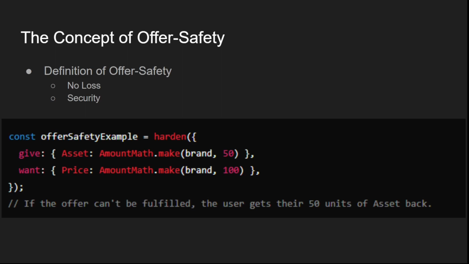Offer safety is a fundamental principle in Agoric smart contract framework that ensures fairness and security in transactions. Let's delve into what offer safety means, its importance, and how Zoe, Agoric's contract framework, enforces it. Offer safety guarantees that participants in a contract will not lose their assets unfairly. It ensures that users either get what they agreed upon or get their assets back.